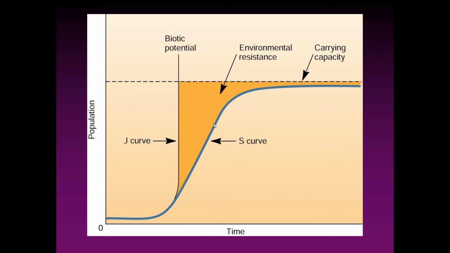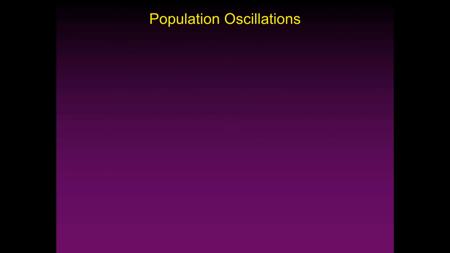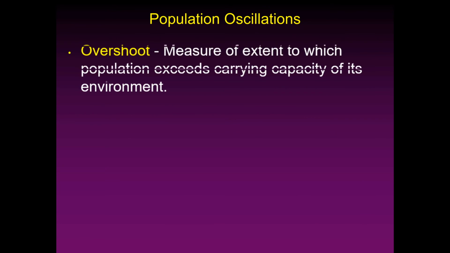Compare that to the environmental resistance. This is actually what happens. And there is a theoretical maximum, your carrying capacity. This is how many individuals can survive within an environment based off of factors that will limit that infinite growth. So you end up with these oscillations in population. The first thing you have is this overshoot, which is the measure of the extent to which the population exceeds carrying capacity.